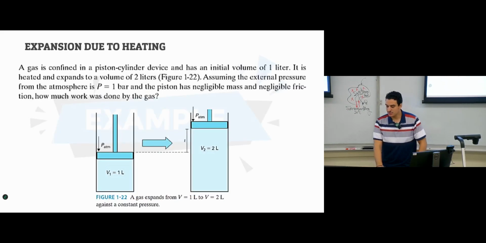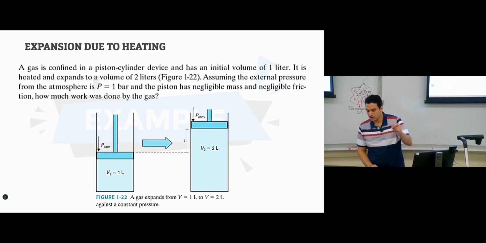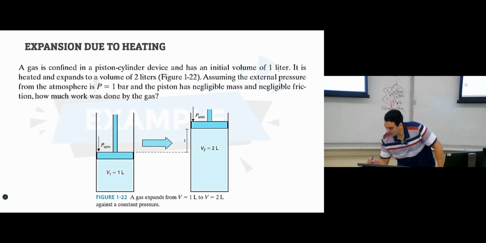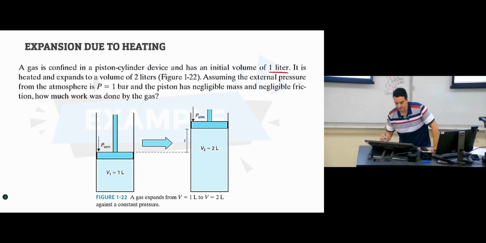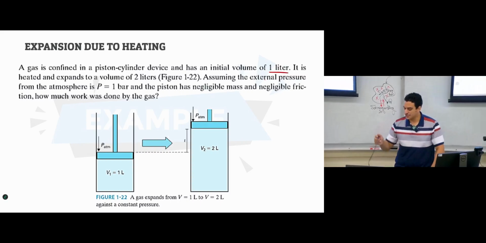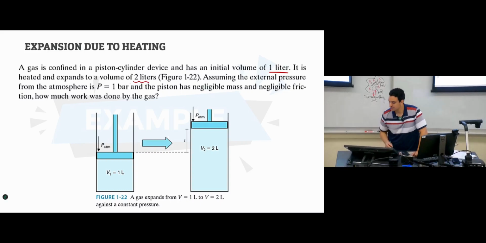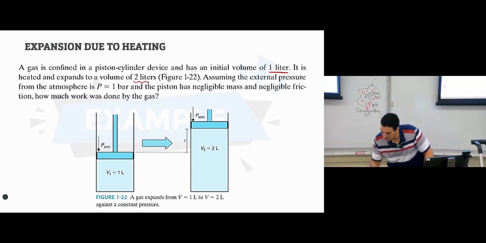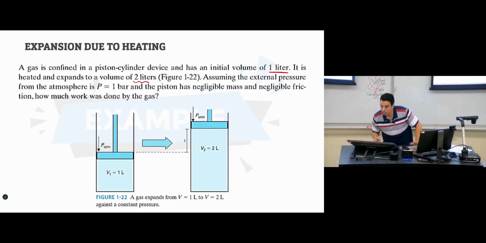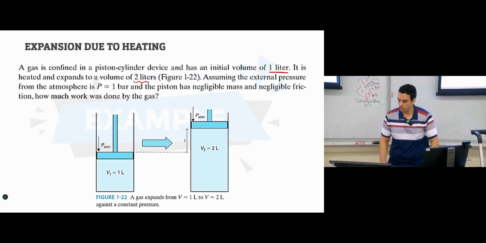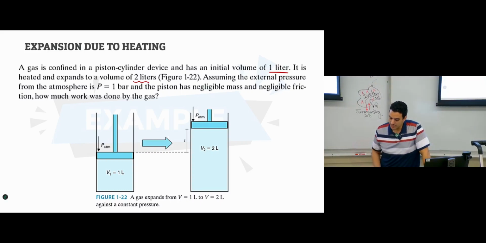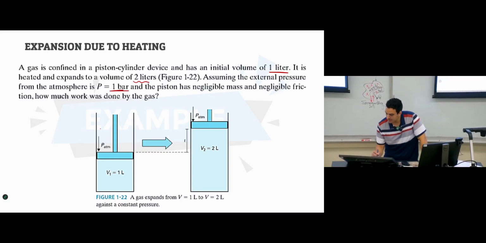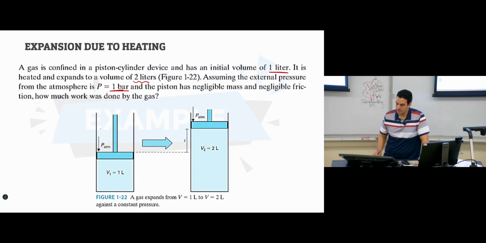Let's see an example. Here we have a gas confined in a piston cylinder device. It has an initial volume of 1 liter. It's heated and expands to a volume of 2 liters. So once we have heat, this piston moves up and the volume expands from 1 to 2 liters. Assuming the external pressure from the atmosphere is 1 bar and the piston has negligible mass and negligible friction, how much work is done by this gas?